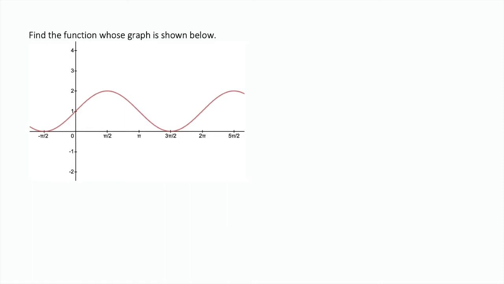Find the function whose graph is shown below. Here we have a sinusoid. And so we're going to go through and identify our key features here.